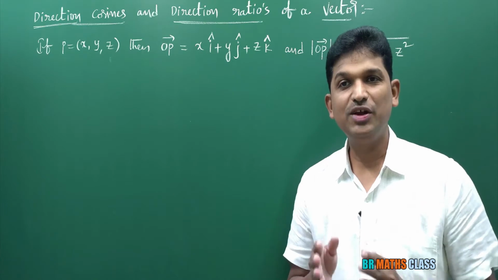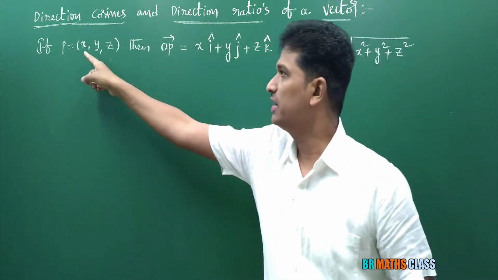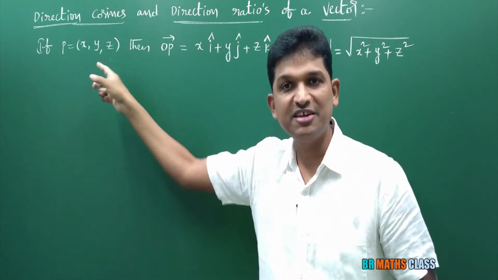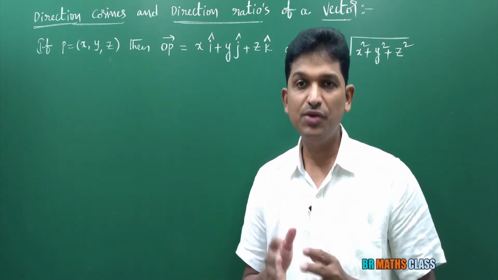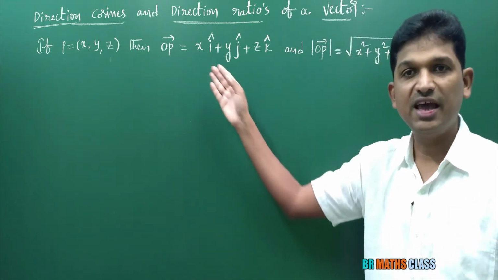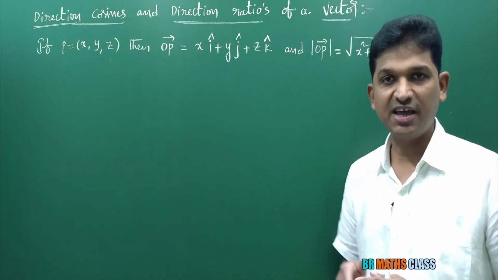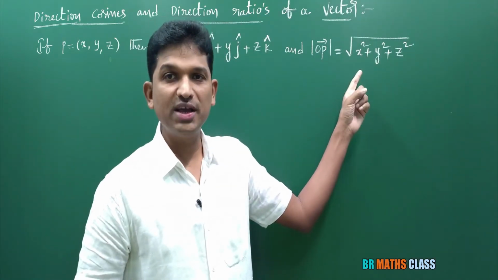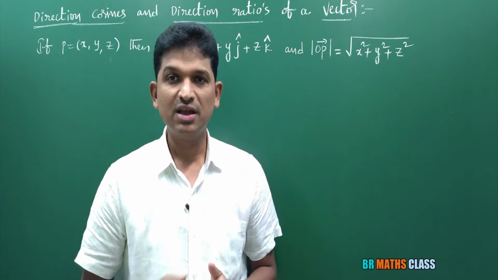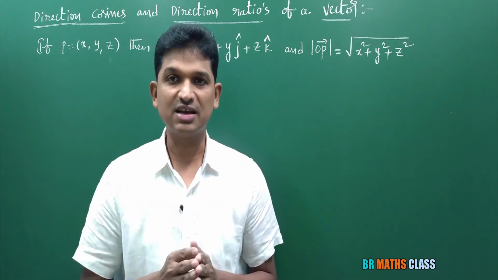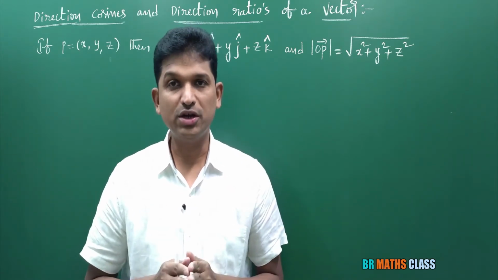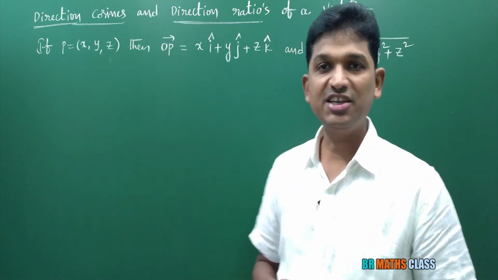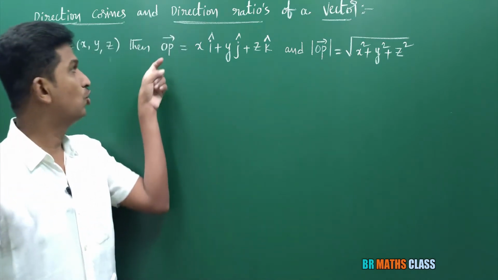In last class, we learned about this. If P equal to x comma y comma z is a point in space, then we write OP bar as xi cap plus yj cap plus zk cap, and magnitude of OP bar is root over x square plus y square plus z square. These things I explained in last class. In this class, we will learn direction cosines and direction ratios of a vector OP bar.